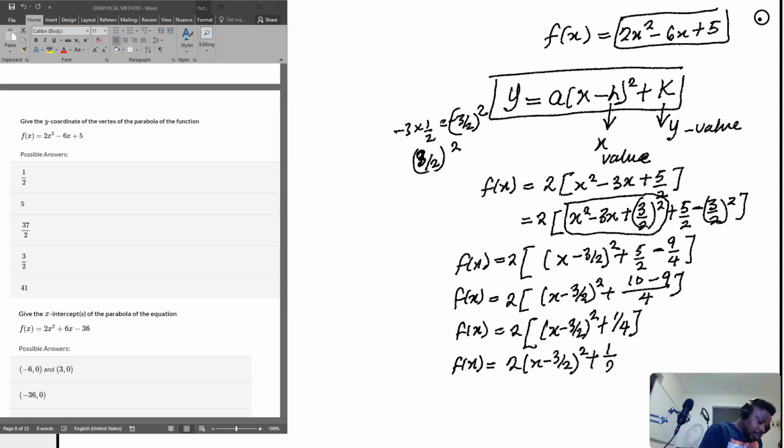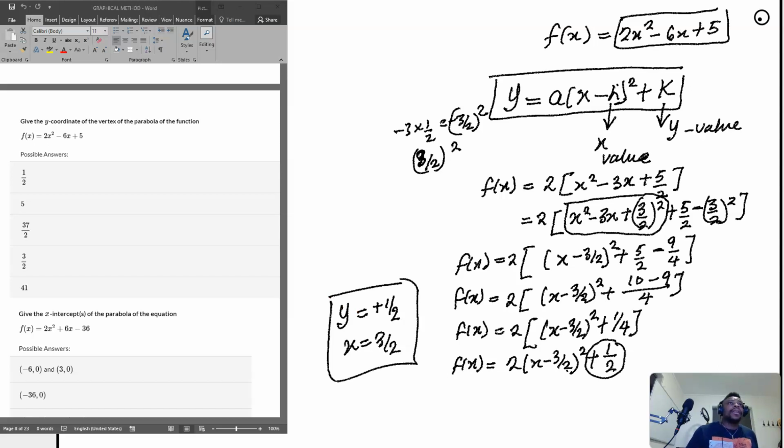So if I open the bracket, f of x will be 2 times x minus 3 over 2 squared plus 1 over 2. Now, my k, which is my y value, is plus 1 over 2. The x ordinate, which is h, is 3 over 2. But I'm looking for y, so my y is 1 over 2. So our answer here is 1 over 2.